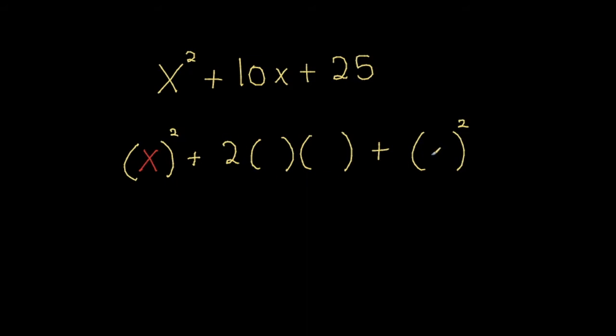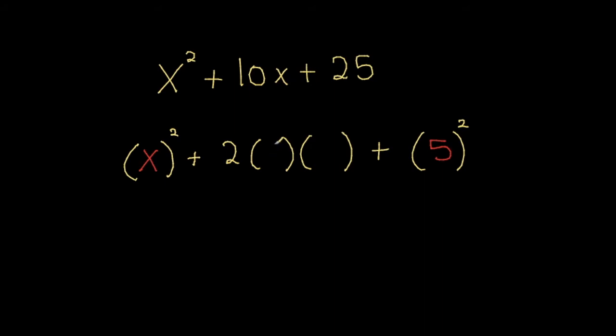So which one do we put here? Well, you could try it. Let's try the 5 first. Let's see if the 5 works. Now, our second question is, it's looking good so far. Our second question is: the middle term, which is 10x, is it 2 times our first term, that's being squared, which is x, times our second term? Well, maybe. Let's do that.